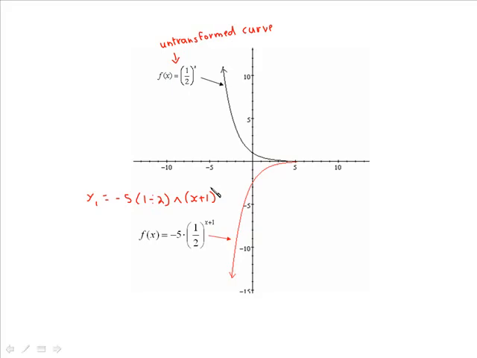I'll bring it back. This is really just an introduction to the graphing part of exponential functions. The next lesson will do some problem solving on these, or just questions. And then following that, we'll get into applications.